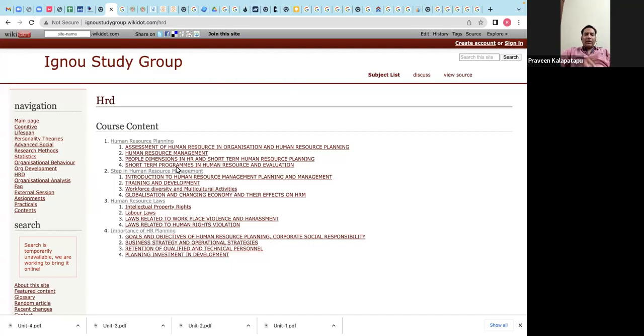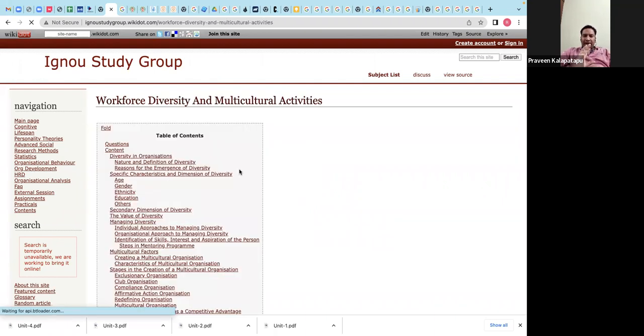So now we are in block 2 of HRD. In the first block we read through planning. The second block is more about HR management. We completed the introduction of HR management and we completed training and development. These are the two units that we completed.